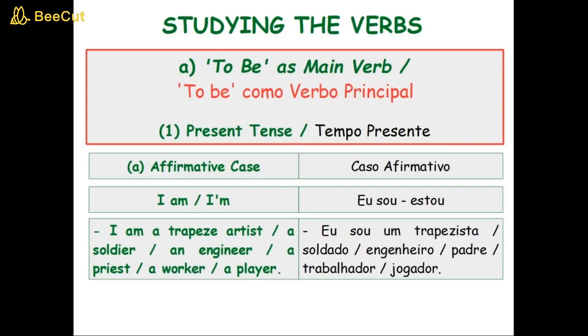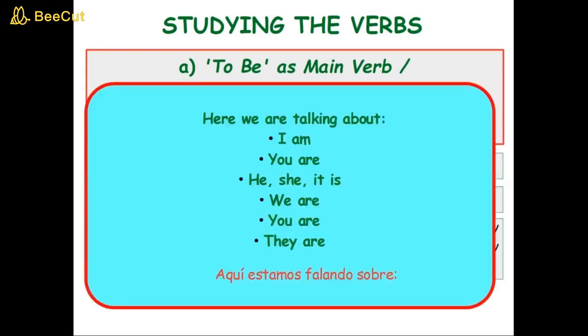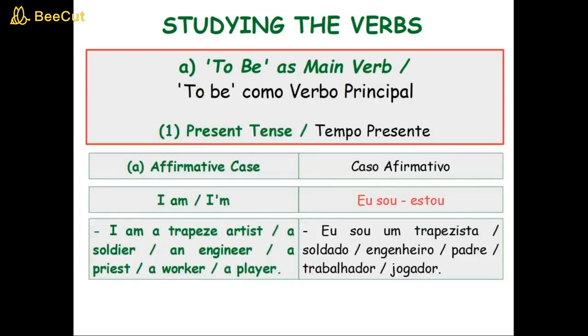To be as main verb. Present tense. Affirmative case. Here we are talking about I am, you are, he, she, it is, we are, you are, they are. I am, I'm.